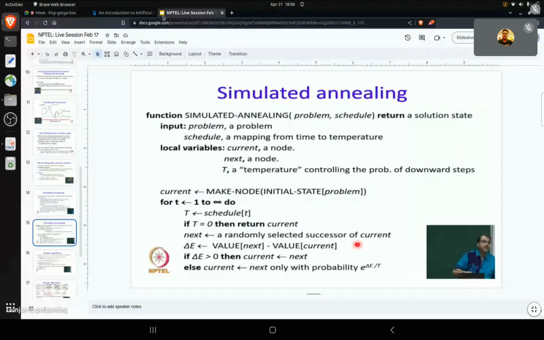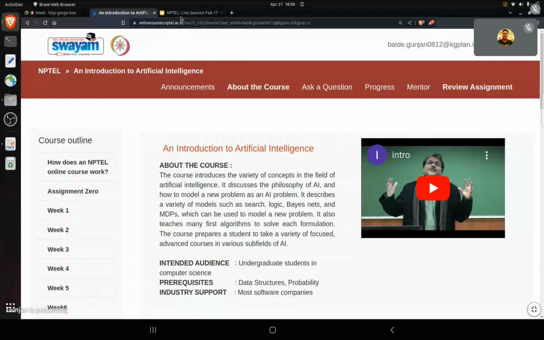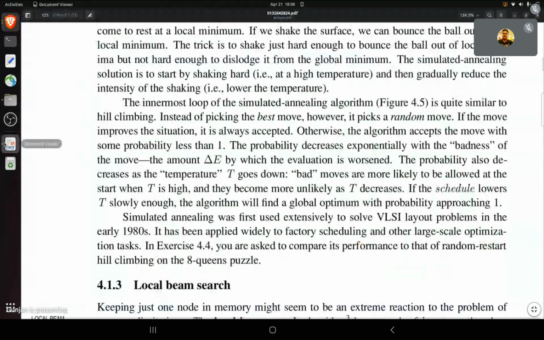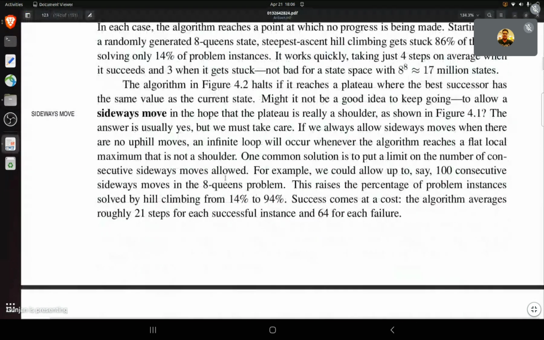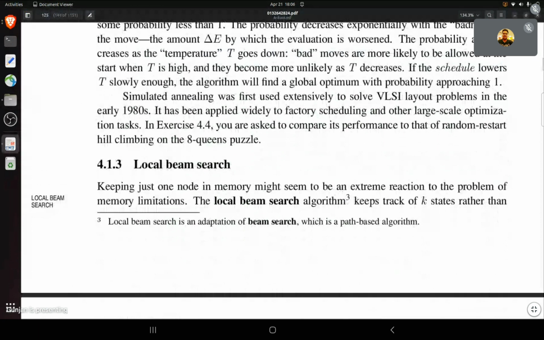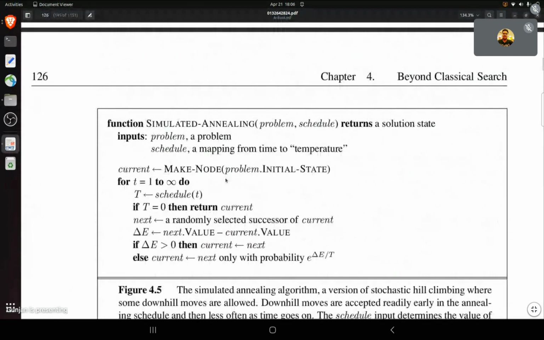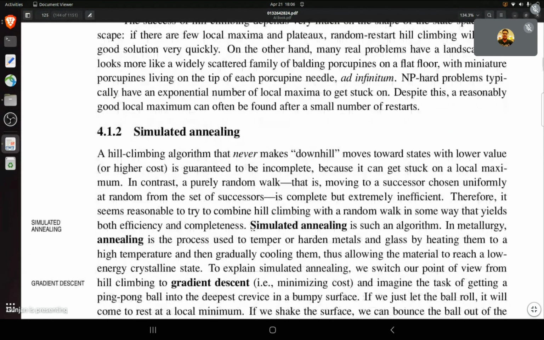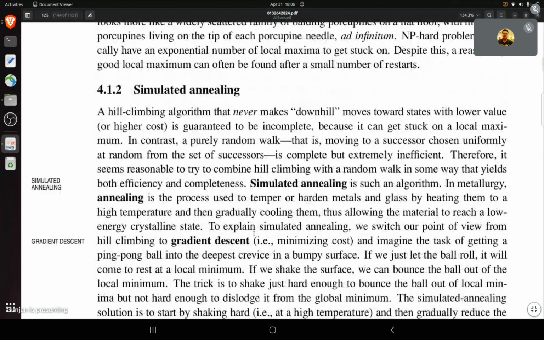That might be just that they might be taking value as cost or something. That might be a discrepancy there. But in my version, it is like saying that we are looking at the value of the state only. Make note a random value, delta is next dot value minus current dot value, and the value is the value of the objective function that we are trying to optimize.